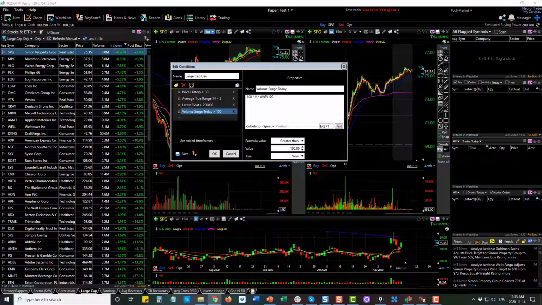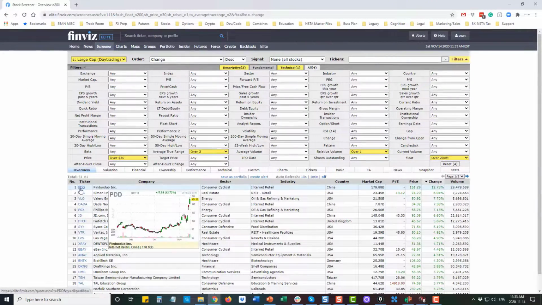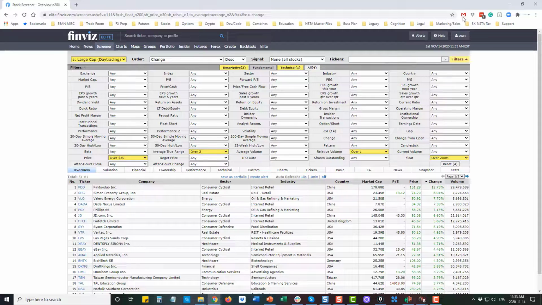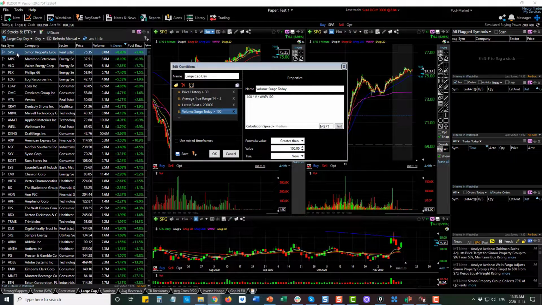And let's just double check. I'm going to pull it up on another scan here. One second. And SPG, yeah. So I did not have the PD. This stock here, I didn't have this top one, okay? I didn't have that top one, but I had SPG. Now there might be a reason for that stock not hitting this scanner here.